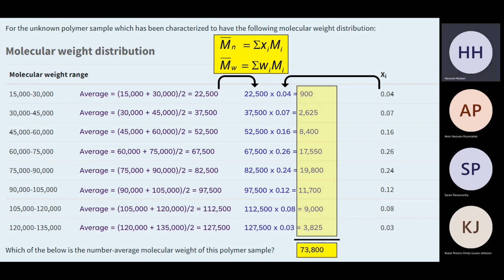Now, you may ask, okay, this is a statistical thing. What does it mean to have two types, weight and number based? Why is each of these important? Why don't we just use the number average? Apart from the statistical significance, what is the physical meaning of that?